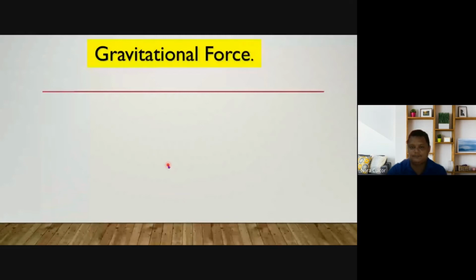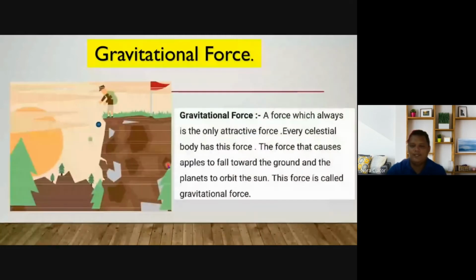So next one, the last one, is gravitational force. Gravitational force is a force which is always attractive. Every celestial body has this force. It is the force that causes apples to fall towards the ground. Our Earth has the biggest gravity. Same like a magnet, every time you throw something into the air, it goes back down to the ground because of gravity.